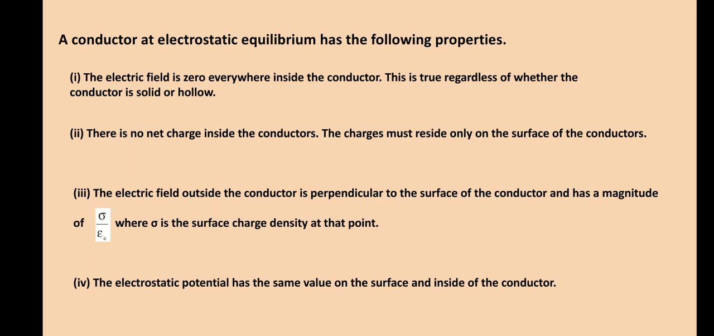The electric field outside the conductor is perpendicular to the surface of the conductor and has a magnitude of sigma by epsilon naught. This is what I told you. On the surface of the conductor, it has a maximum electric field intensity, that is sigma by epsilon naught. So this is the third property. And the fourth property: the electrostatic potential has the same value on the surface and inside the conductor. So these four properties are very important to understand conductors in the electrostatic equilibrium state.